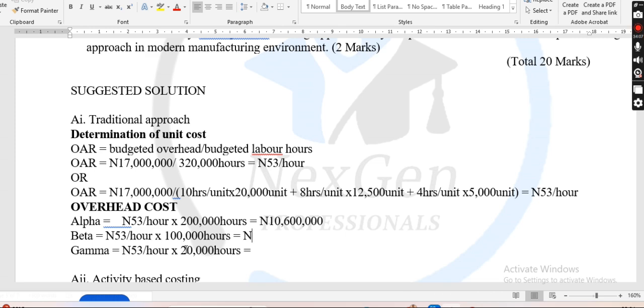5 million, 300,000 naira. 5,300,000 naira. God bless you.